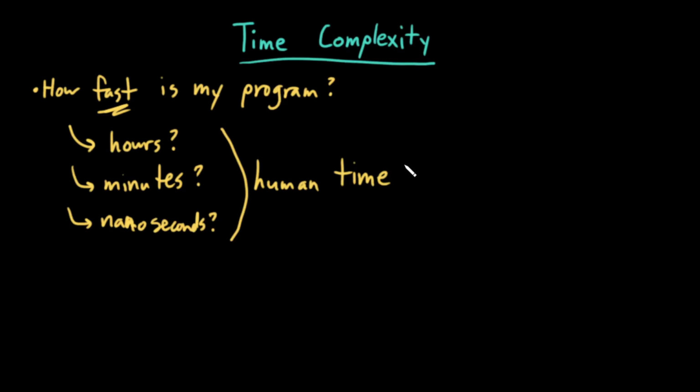But the problem is a program has two aspects. It has the implementation, which is tied to the programming language, but even more fundamental than the implementation is the algorithm behind the program. And while these different metrics of human time are good at measuring the actual implementation in a program, they don't do a good job describing how fast the idea, the algorithm itself, actually is.